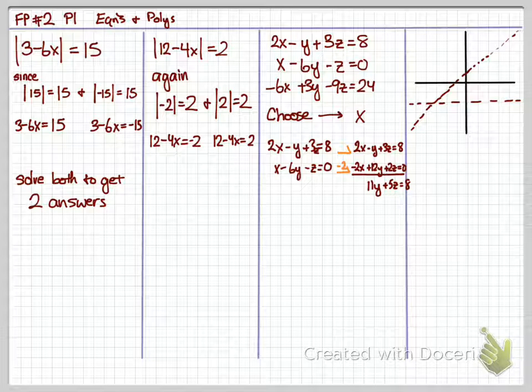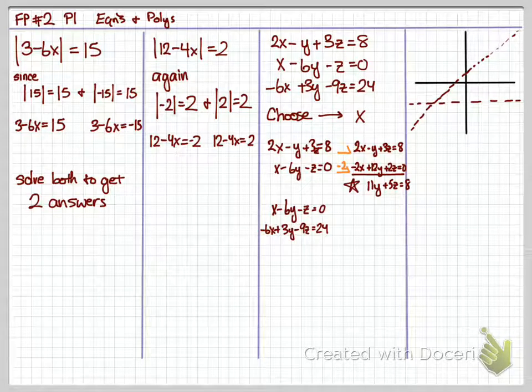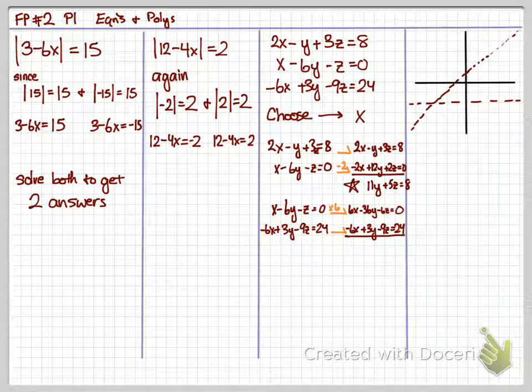Okay, now we do that to the first two equations. Let's do that to the second two equations. I put a star by the 11y plus 5z equals 8 because we're going to use that again later. Now look at these two equations. The x's don't cancel if we combine them, but if we manipulate the middle equation, we can get them to eliminate x. So we'll multiply that one by 6 to cancel out with a negative 6x. So we multiply by 6 to get 6x minus 36y minus 6z equals 0. The bottom one stays the same because when you add them together, the x's will disappear. 6x minus 6x will be 0. Then you're left with negative 33y minus 15z equal to 24. I'll put another star by that.